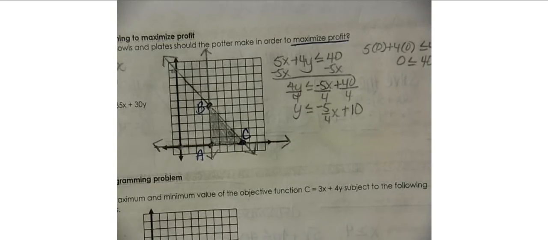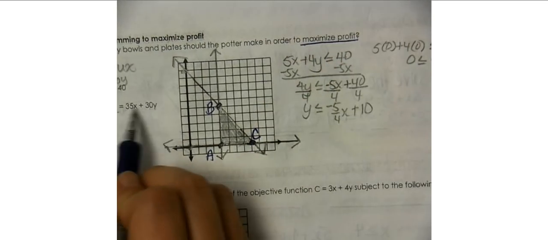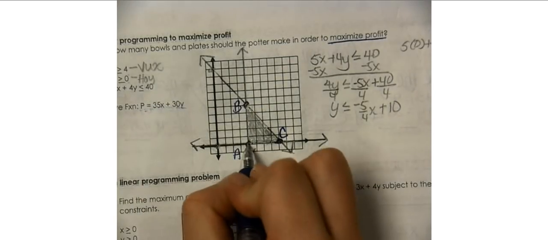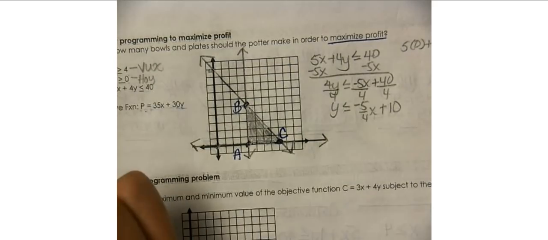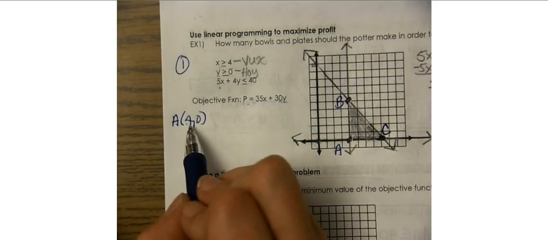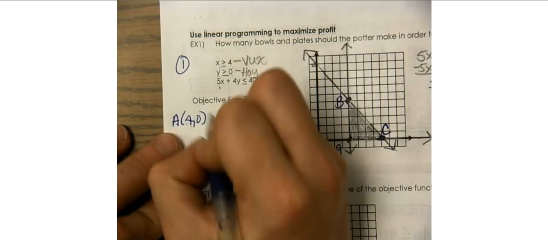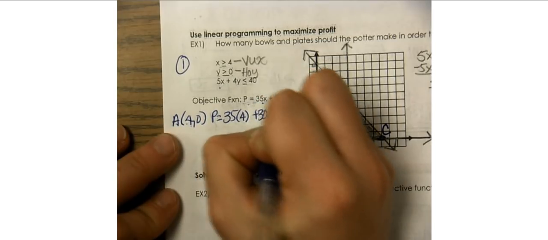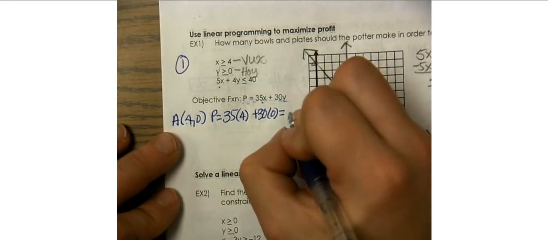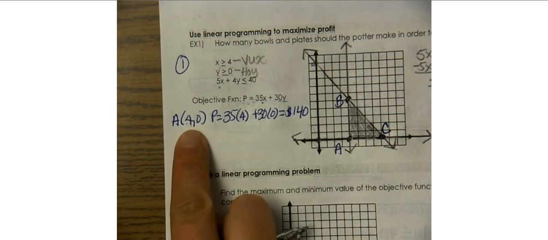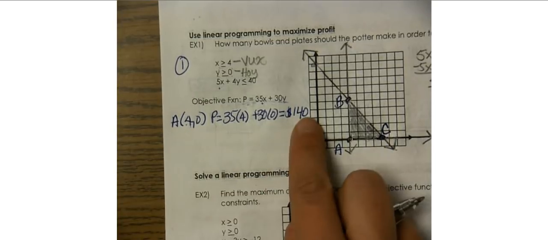So now I'm going to test the corner points into my profit function. So point A, this is located at 1, 2, 3, 4. So that's located at 4, 0. And I'm going to plug 4, 0 into my profit function. So I'm going to say P equals 35 times 4 plus 30 times 0. What does that equal? That equals $140. So this means that if my potter were to make 4 bowls and 0 plates, he would make a profit of $140.